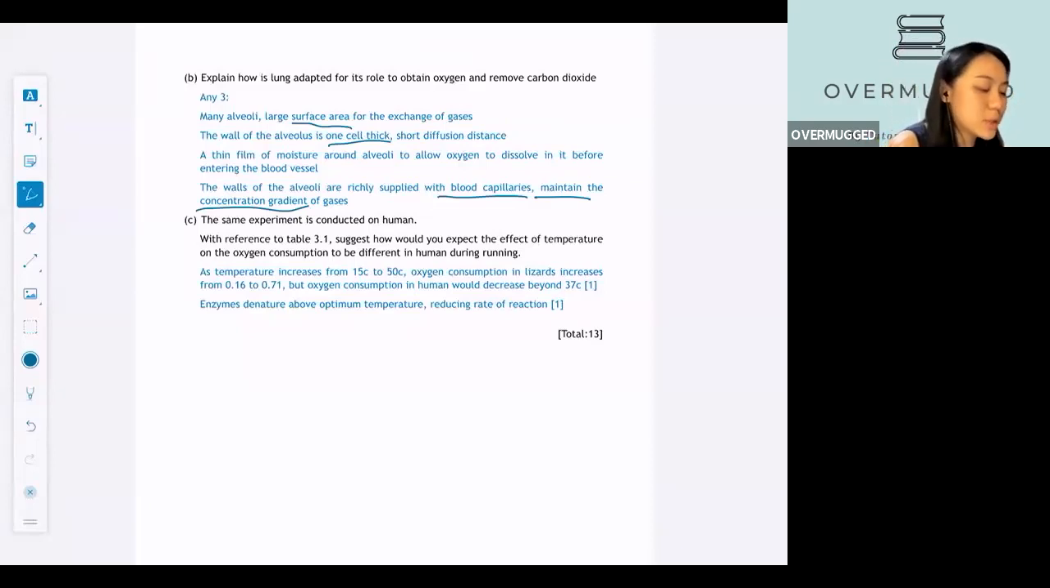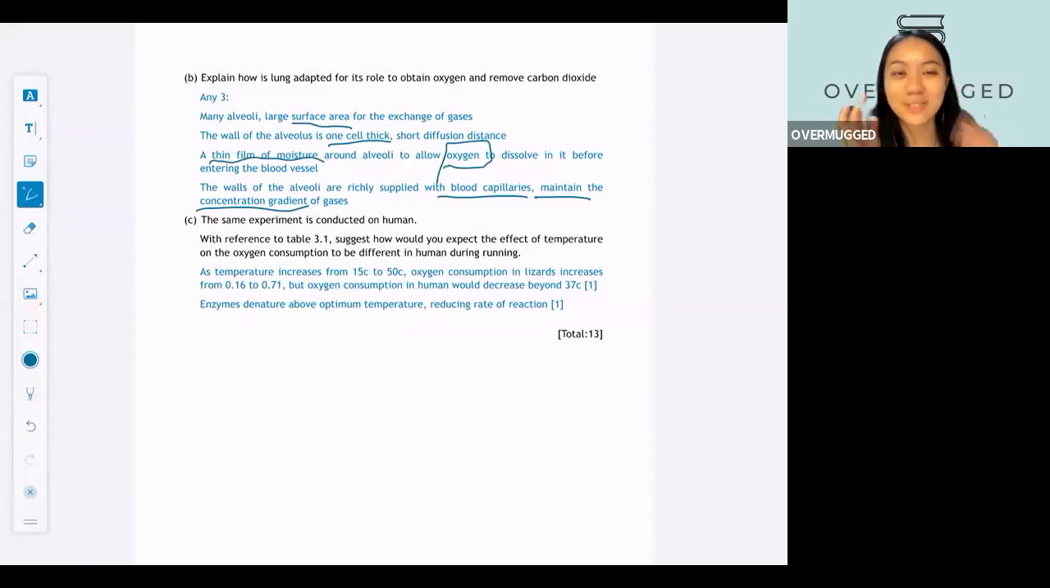Of course, there's this special one about the thin film of moisture. It allows oxygen to dissolve in it before entering the blood vessel. Don't tell me carbon dioxide. Some people just say carbon dioxide because they mix up the plants part. Because plants also have a thin film of moisture, it's for carbon dioxide to dissolve before entering mesophyll cells. But in this case, we want the oxygen. The carbon dioxide is being removed. So it's for oxygen. Just make sure you don't make this kind of small mistake. It will cost you all the marks.